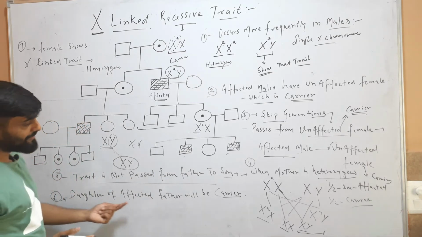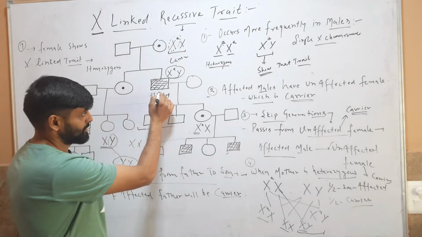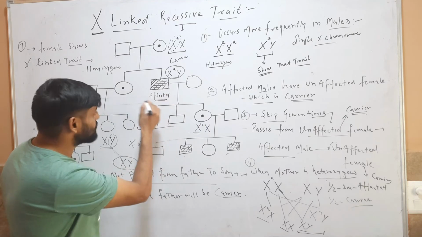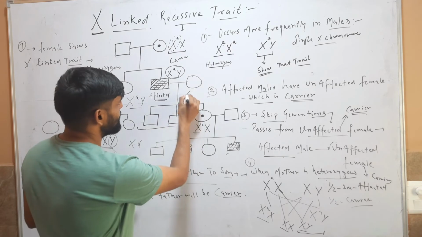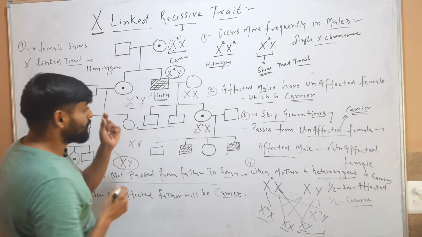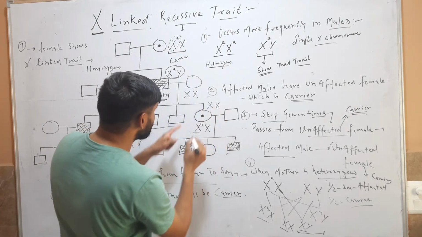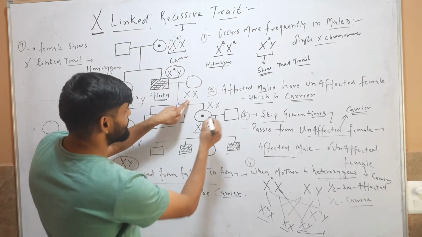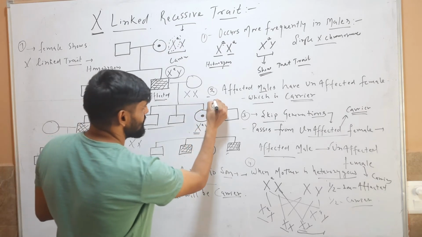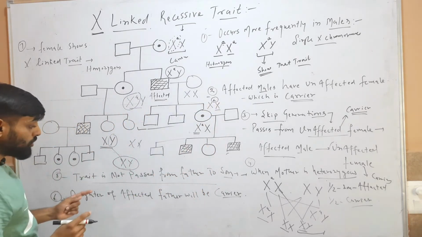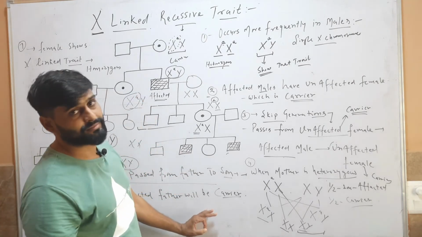Next is that the daughter of an affected father will be a carrier. Here you can see that this is the affected father. So what will be his genotype? His genotype will be XAY. And this is a normal mother, who will be XX. We know that a female has two X chromosomes. The daughter will get one chromosome from the mother, that is the normal X, and one from the father, that is the mutated XA. So the daughter of an affected father will always be a carrier.